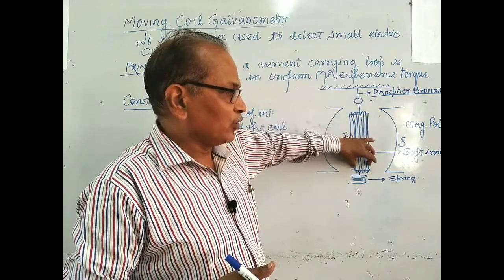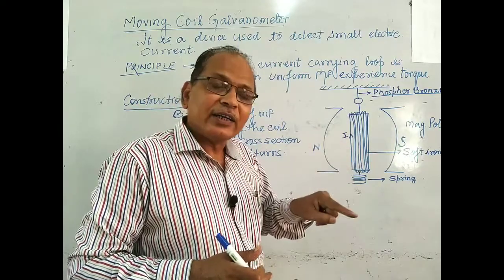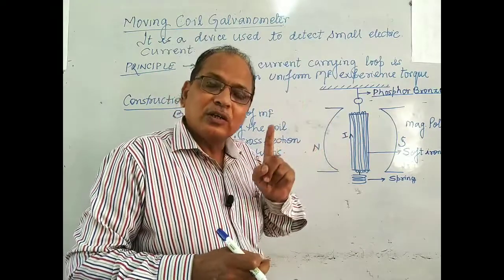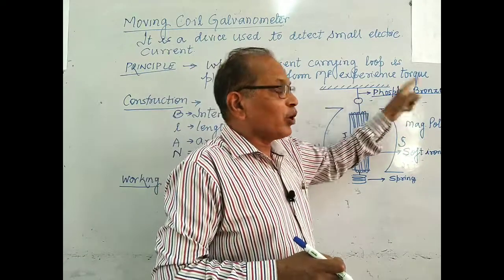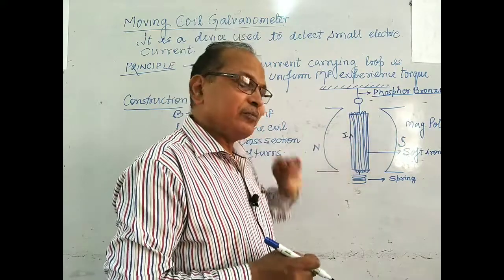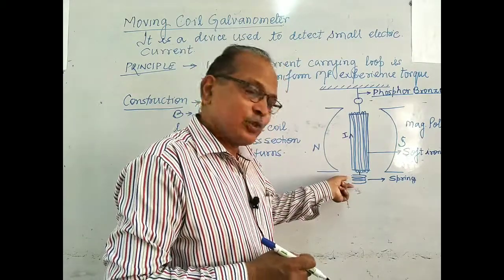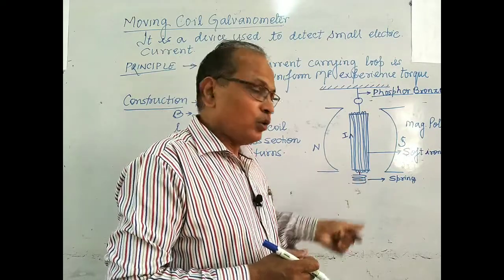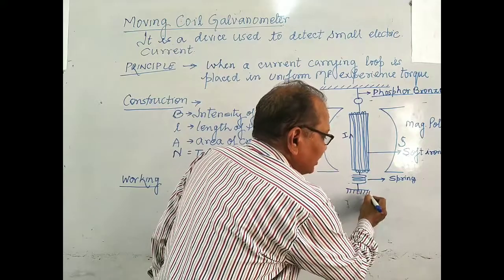This is a soft iron core on which a large number of turns of insulated wire is wound, and on each turn current I flows. This is a phosphor bronze wire by which this core is suspended within the magnetic field. Now, the next very important part is a spring, which is located just below, and this part of the spring is fixed.